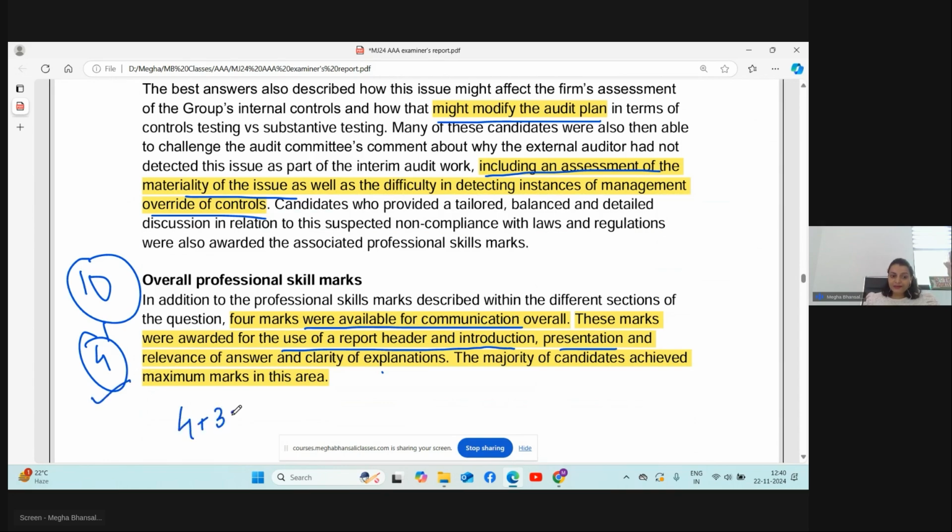4 plus 3 of materiality. 7 marks you should be able to score no matter how difficult the question is. So this is a key takeaway from your examiner's report: how you can get at least 7 even if you don't know anything. 7 is something you should be able to expect. Then it says the majority of candidates achieved maximum marks in this area. So for communication, most of the students got 4 on 4.